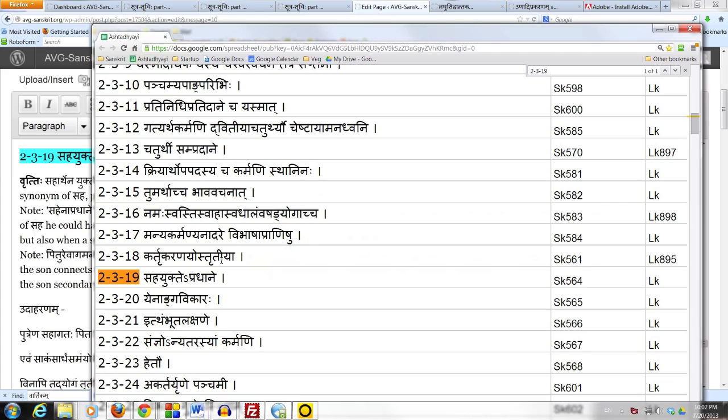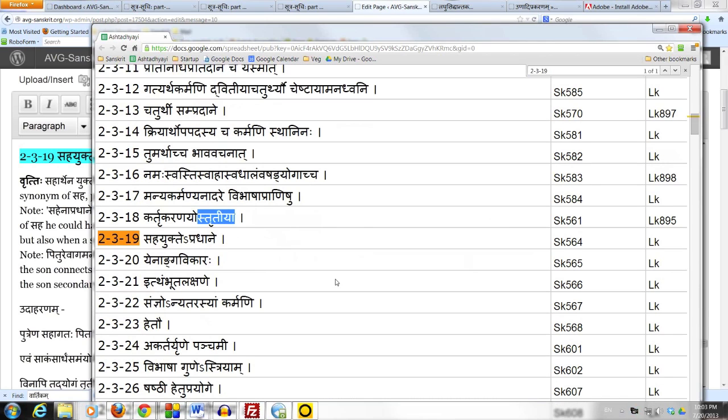Recall that we recently studied the Sutram 2.3.18, Kartarkaranayo Tritiya. The anuvritti of Tritiya goes down from 2.3.18 down to 2.3.25. So this is a section in which Panini prescribes the third case affix. Let us take the next sutram in the Ashtadhyayi order, which is 2.3.19.